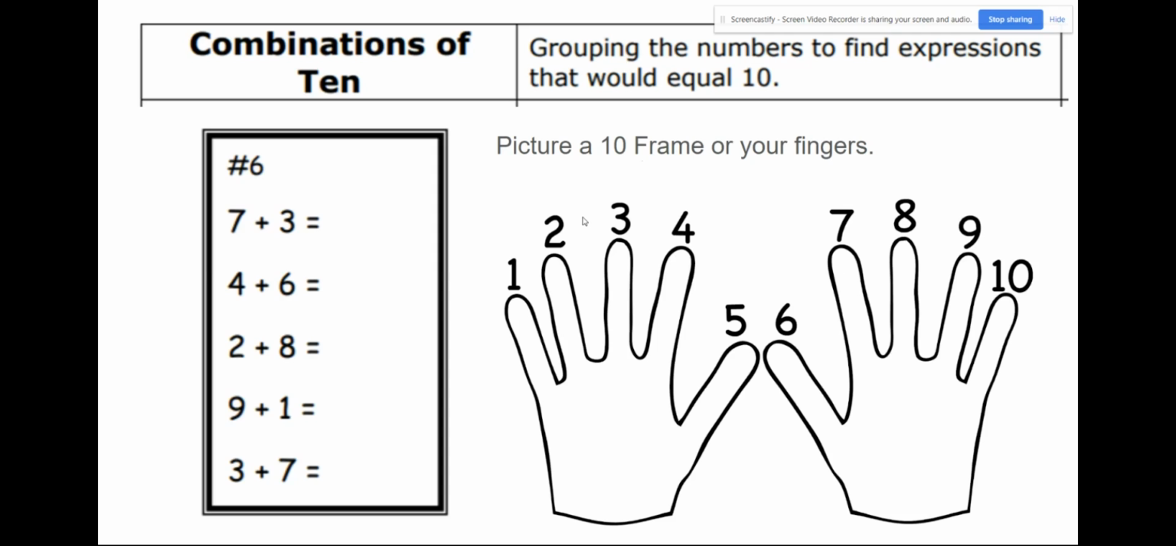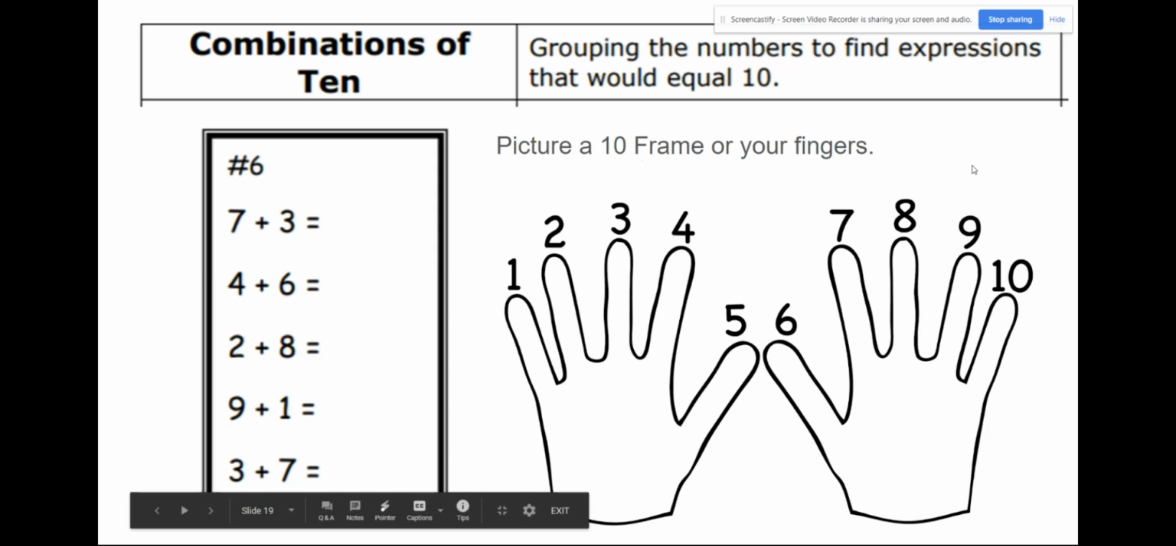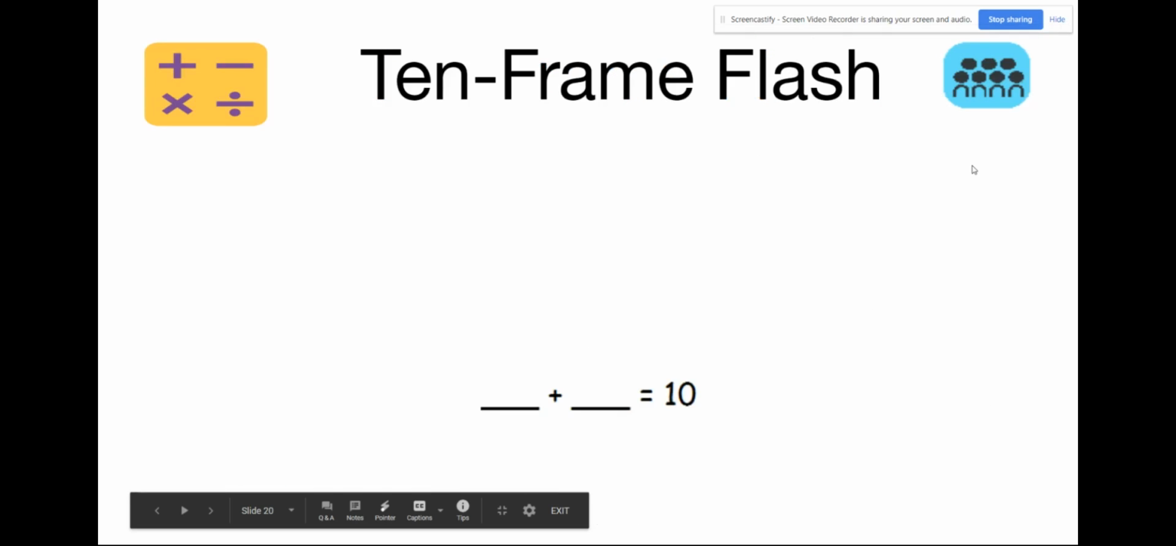It's important to know your 10 facts because 10 is like a magical number because we have a base 10 number system. So every time you reach 10, you're reaching an important benchmark in our number system. 9 plus 1 equals 10. 3 plus 7 equals 10.